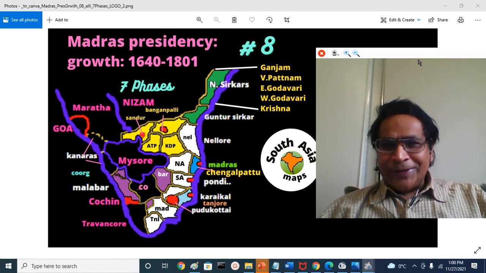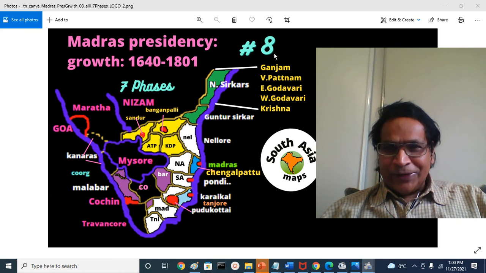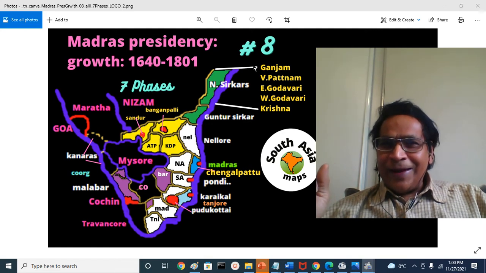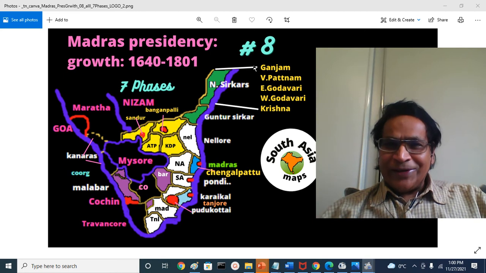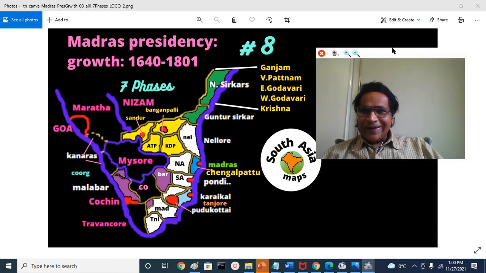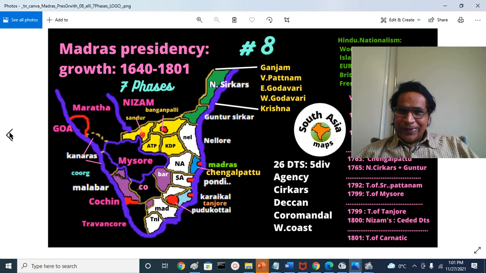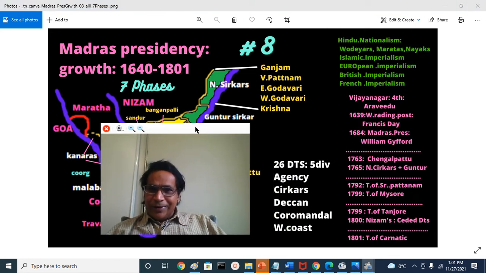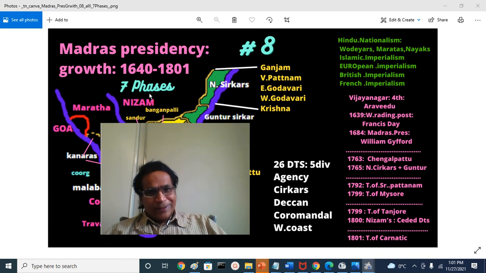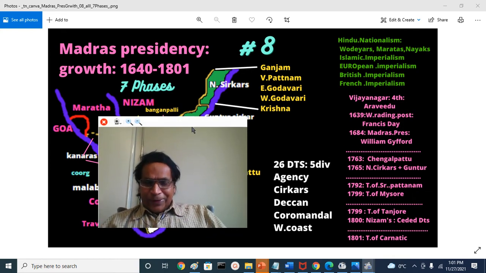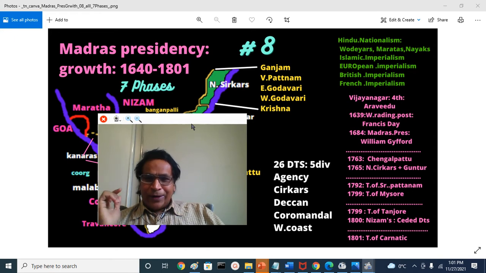I have covered this topic in part 7. Always pay attention to this number so that you know what we are talking about. In this part 8, I give you the overall presentation, what I call here 7 stages. We'll go to almost the same slide. These are the 7 phases or 7 stages of enlargement of the Madras Presidency of the British East India Company Bahadur. After completion of this presentation, you will know what those 7 stages are.